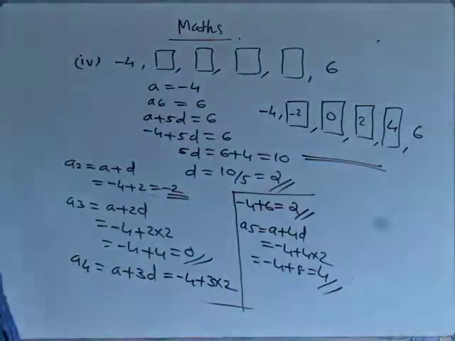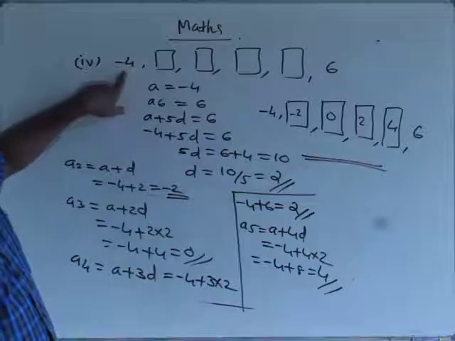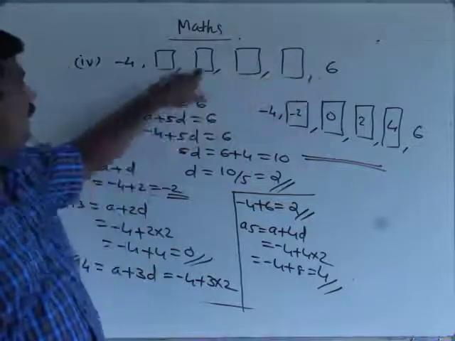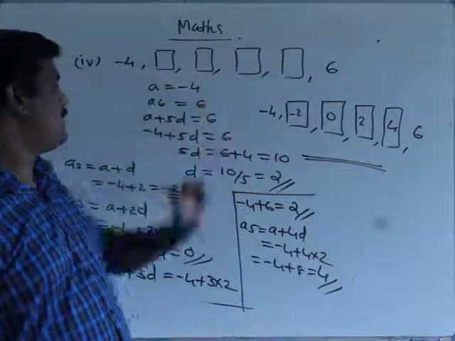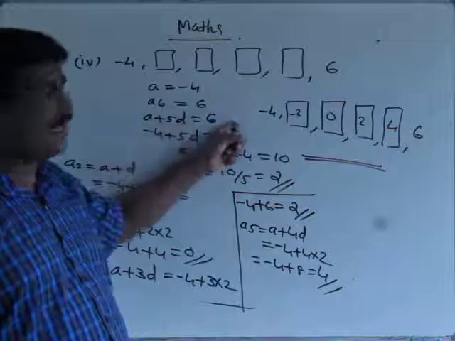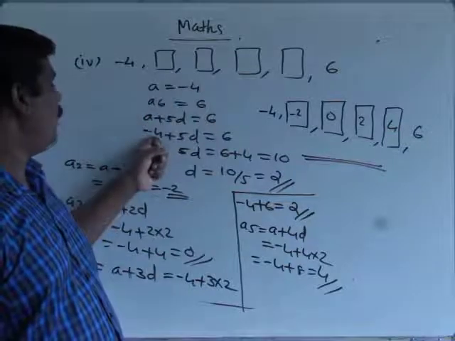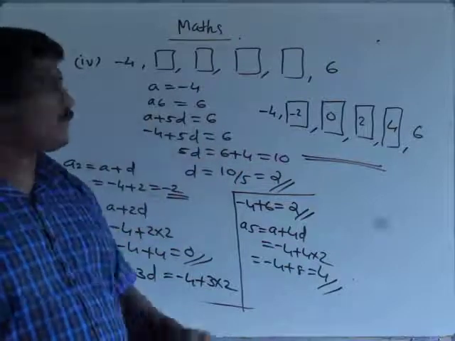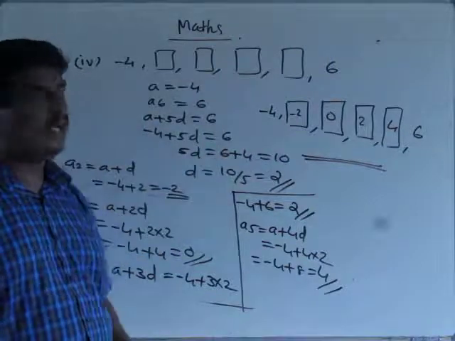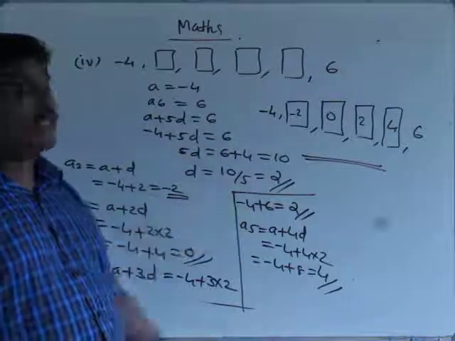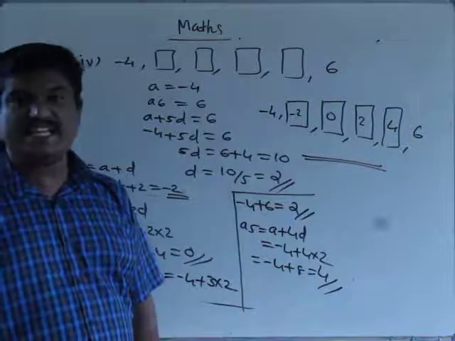Okay, clear? Listen. Here the first term A is equal to minus 4, and it is the first, second, third, fourth, fifth, sixth term is 6. The sixth term is expressed as A plus 5D is equal to 6. What is A? Minus 4. Minus 4 plus 5D equal to 6. Then 5D equal to 6 plus 4, that is 10. Then D equal to 10 by 5, that is equal to 2. So the answer, common difference D is equal to 2.